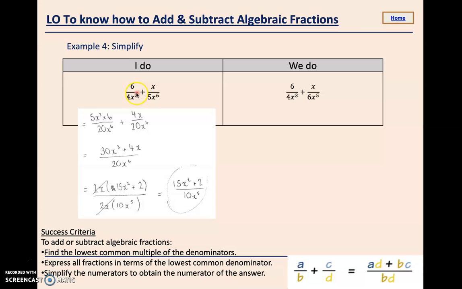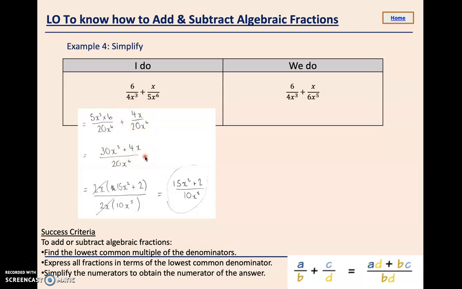So this is already x to the 6. So let's times this side, top and bottom, by x cubed. So if I times by x cubed, it's going to give me x to the power of 6. So I times by 5x cubed, top and bottom, and I times by 4, top and bottom here. So now we've got a shared denominator. Up here we'd end up with 30x cubed and 4x, as we've got here.